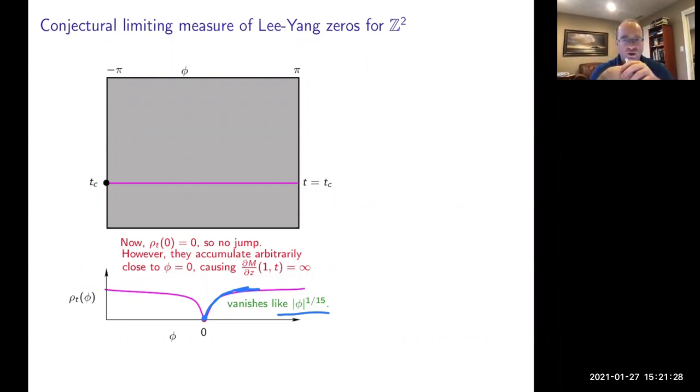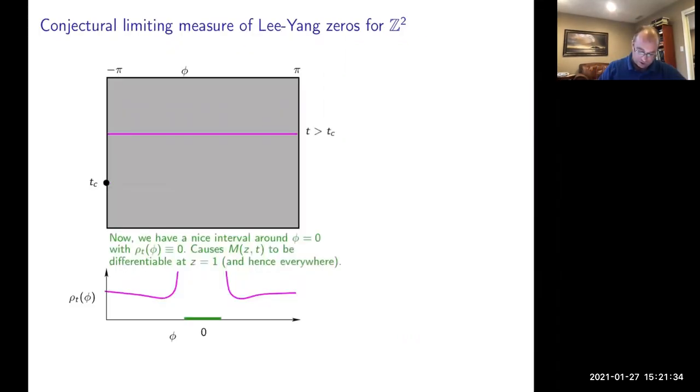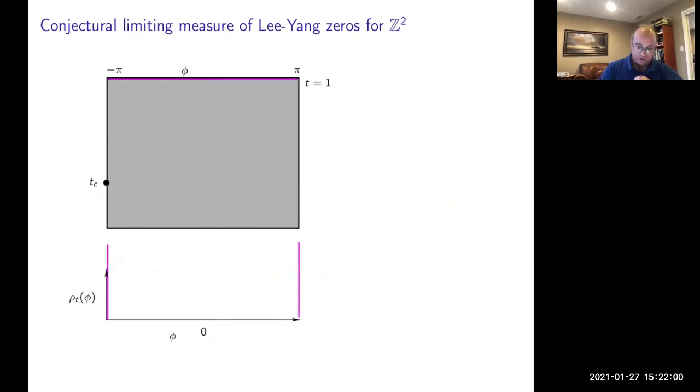It's not rigorously determined. And then you get to T above Tc, and suddenly there should be a gap around 0 where you have no Lee-Yang zeros, and the measure should still be absolutely continuous and supported off of that gap. And people have proved that there is an angle where you have no zeros. And finally, you go to T equals 1. This is infinite temperature, and all the Lee-Yang zeros are at the nth roots.